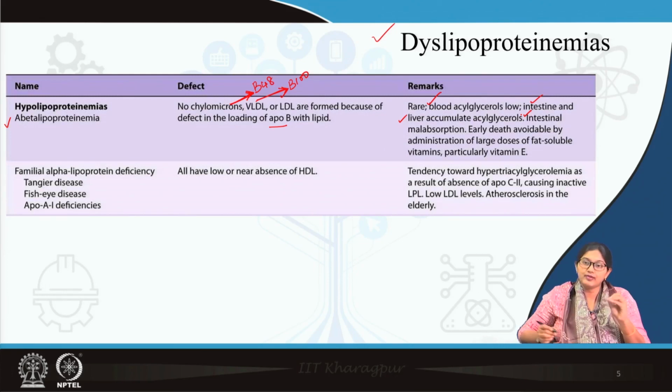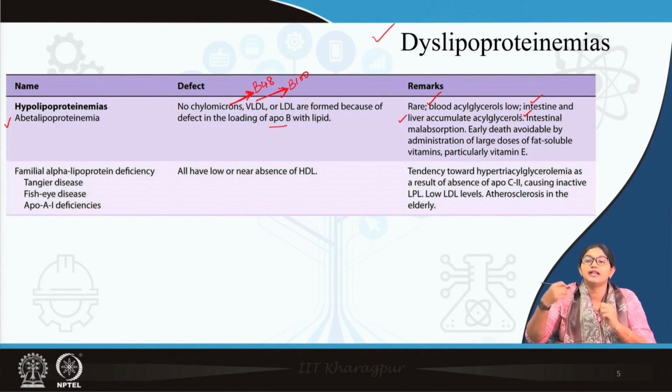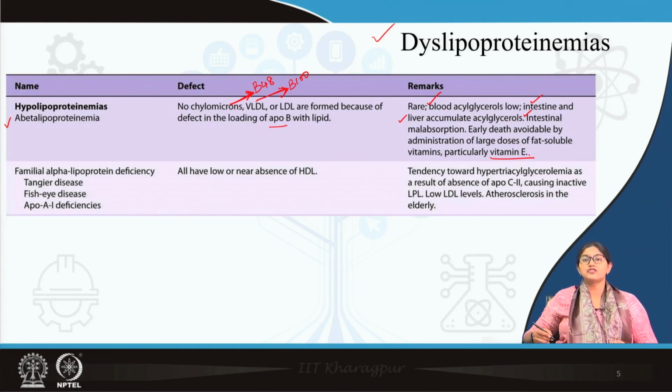And if you remember, dietary lipid is important for transfer of lipid soluble vitamins like vitamin A, D, E, K. So, there will be severe fat soluble vitamin deficiencies, and early death can be avoided by administration of those fat soluble vitamins in large doses, particularly vitamin E is very important in this regard. So, this is about beta lipoprotein deficiency.